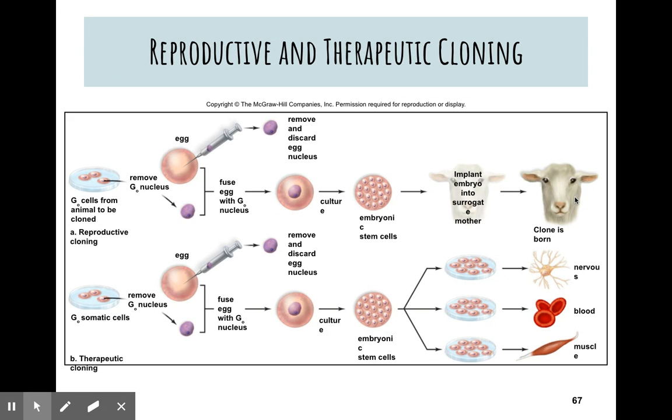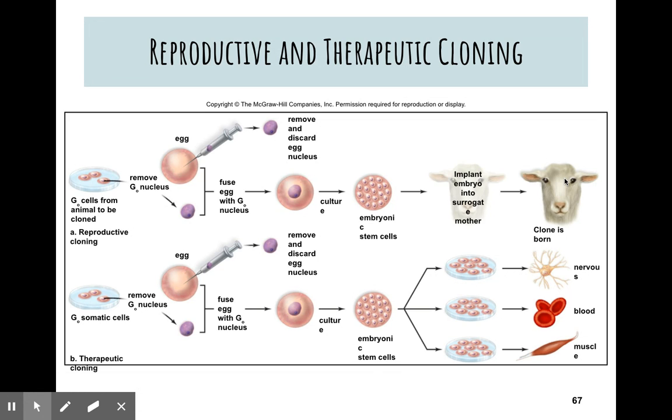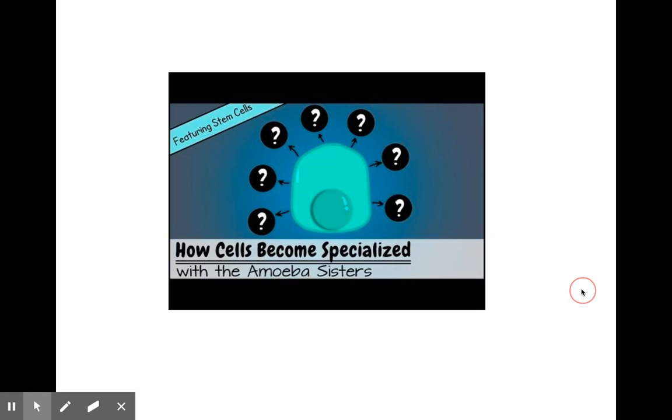Okay. In therapeutic cloning, same thing. We get an egg cell. We remove the nucleus, right? In this instance, we fuse the egg cell with the G0 nucleus. We let these embryonic stem cells grow, and these stem cells can divide into nervous cells, blood cells, and muscle cells. This one here is a clone of a full individual in reproductive cloning. In therapeutic cloning, it's used for treatments to make new muscle cells, blood cells, nervous cells.